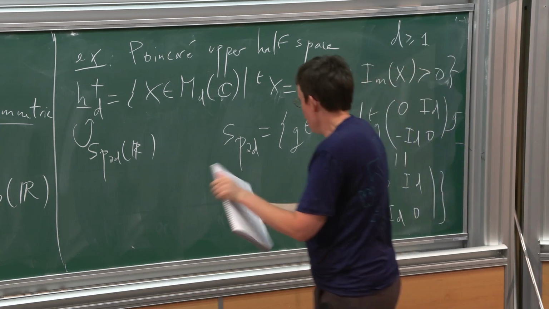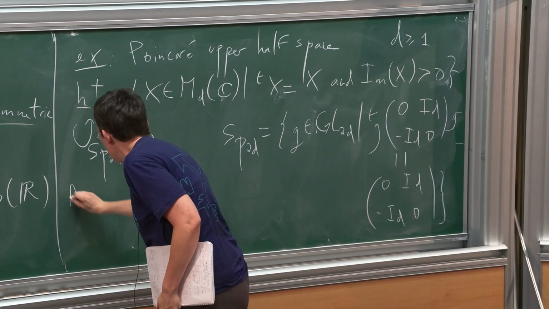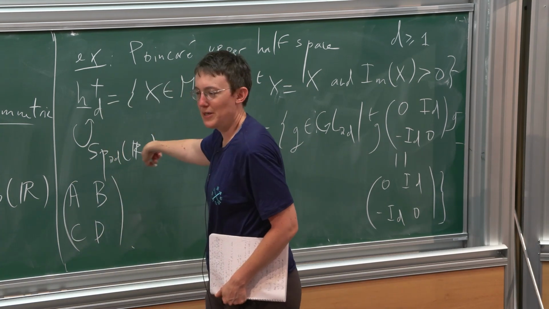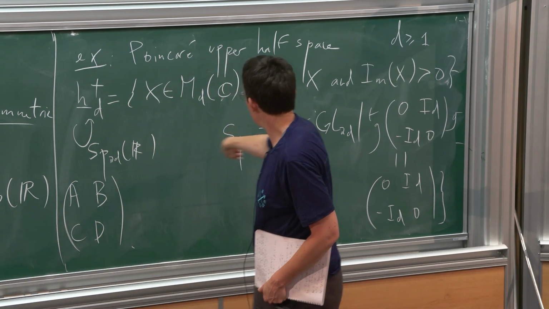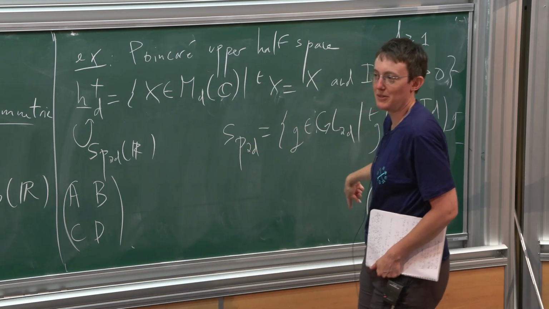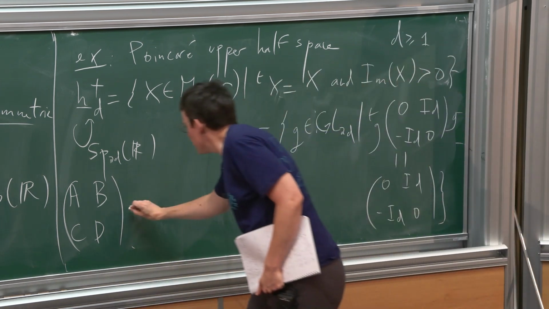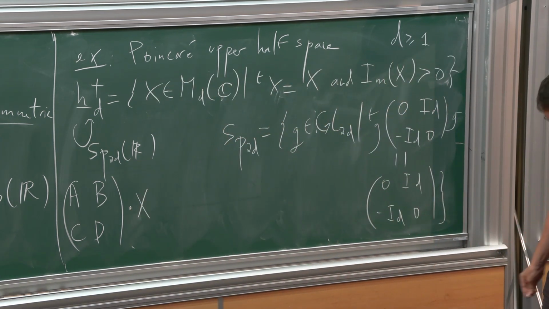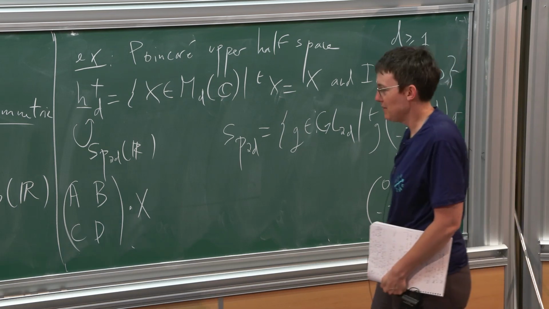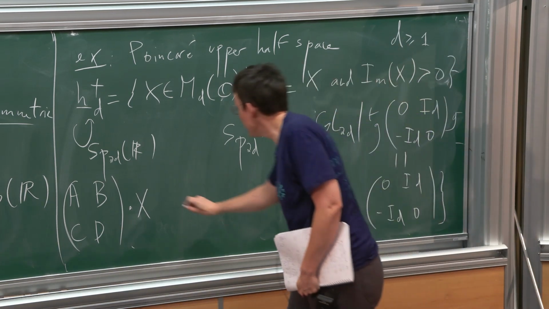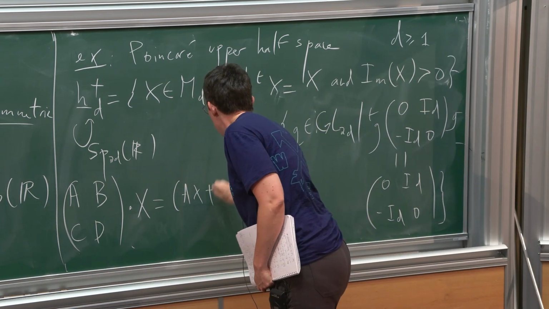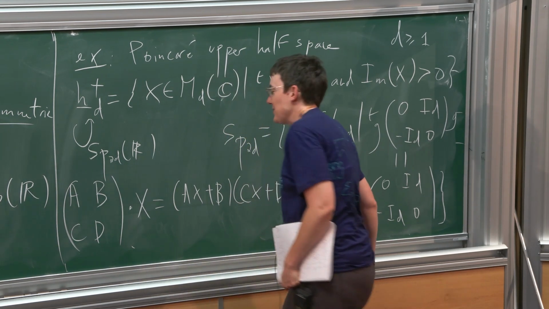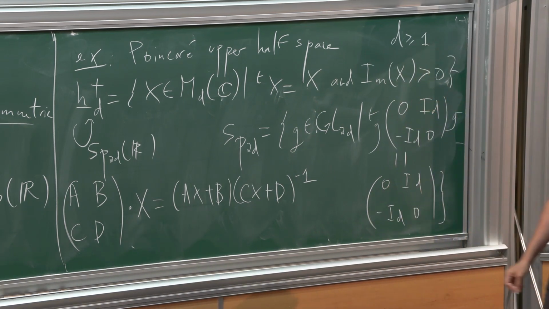So how does this act? By the way, if d equals 1, this is just SL2; you can check that this gives you SL2. So if you know how SL2 acts on the Poincaré upper half plane, this is the same formula: (AX + B)(CX + D)^{-1}, except now A, B, C, D, and X are all d by d matrices.